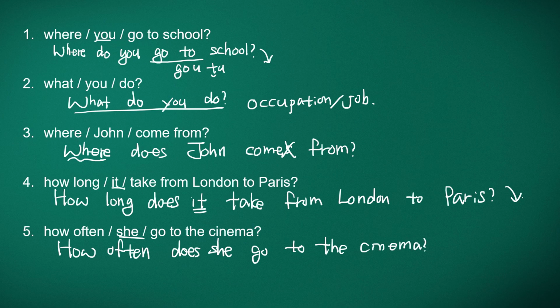Let's go back to the first sentence. Where do you go to school? Again, go to school. When you pronounce this, you say "go to," but when T comes between two vowels, it flaps, so you say "go to." Where do you go to school? What do you do? What is your job? What is your occupation? Where does John come from? Does. So read as where does John come from? Where does John come from?